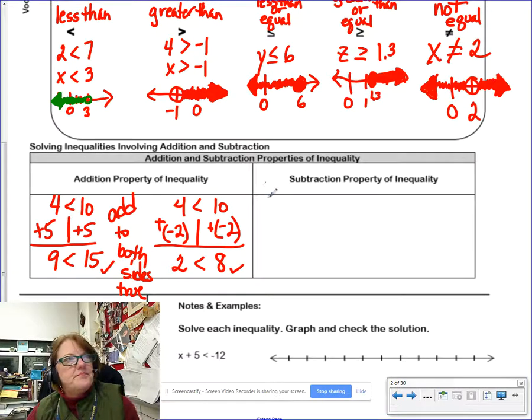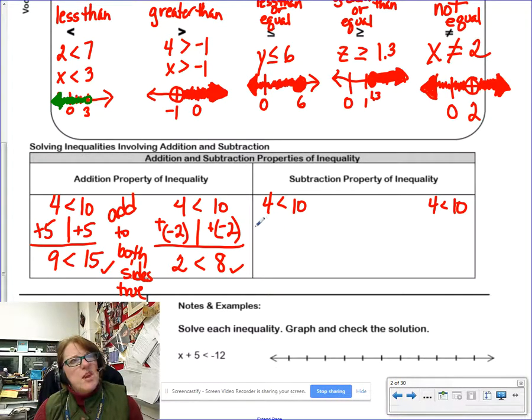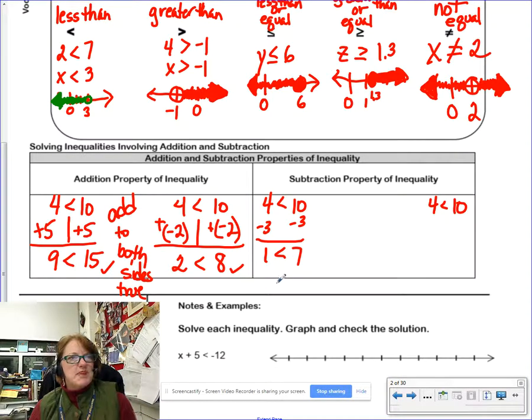Okay? Guess what's going to happen over here? And let's use the same thing. 4 is less than 10. Leave a lot of room in the middle. 4 is less than 10. If I subtract 3 from each side, here's what happens. I get 1. I get 7. Is it still less than? Yep. I should use a greater than sign in there or something different, but you're just going to have to trust me that it's true.